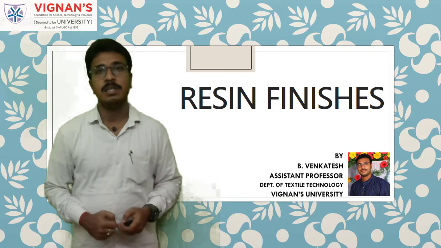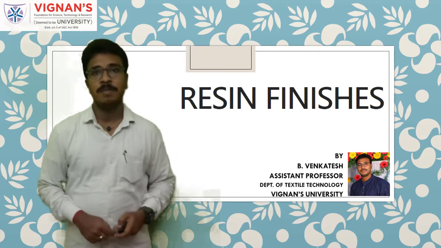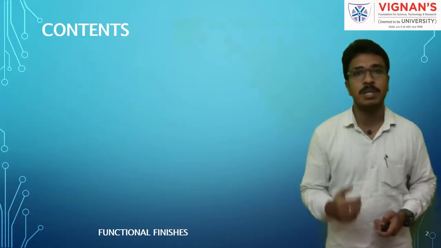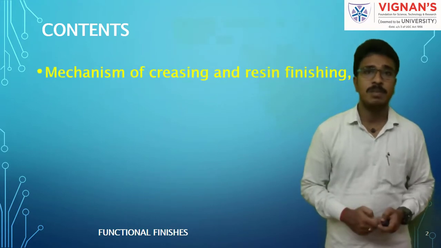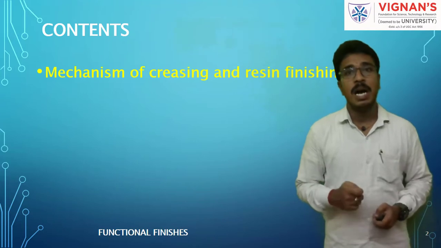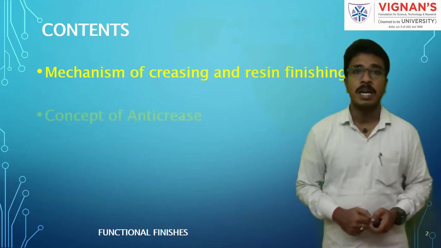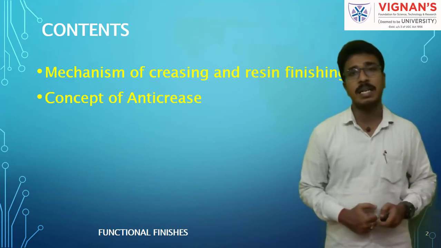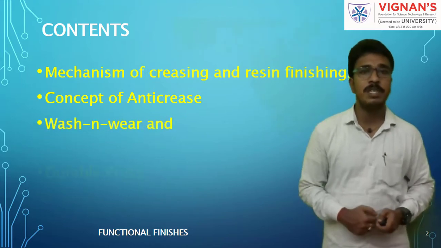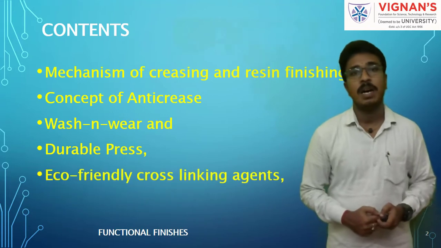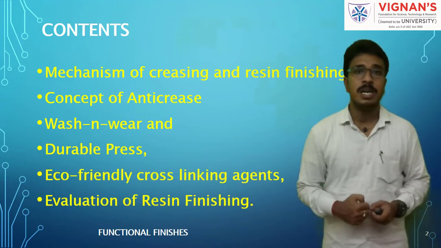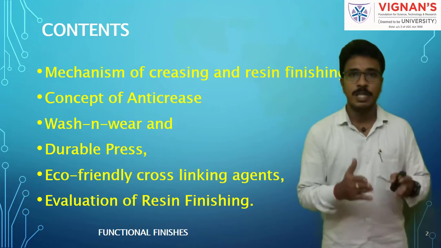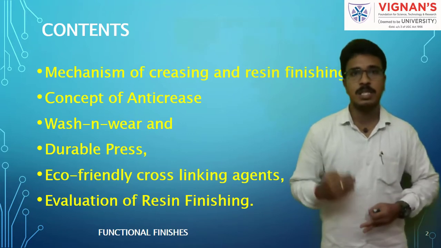Today's class we are going to concentrate on resin finishes. The contents we are going to discuss in this presentation are: the mechanism of creasing and resin finishing, the concept of anticrease, what exactly anticrease indicates, then wash and wear finishes, durable press, eco-friendly cross linking agents, and then evaluation of resin finishes.